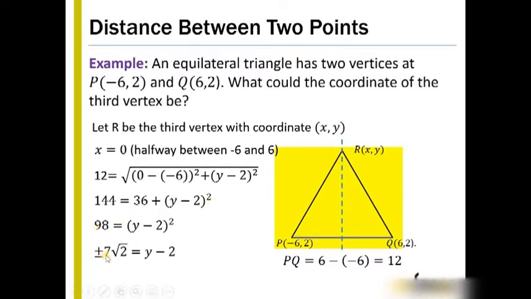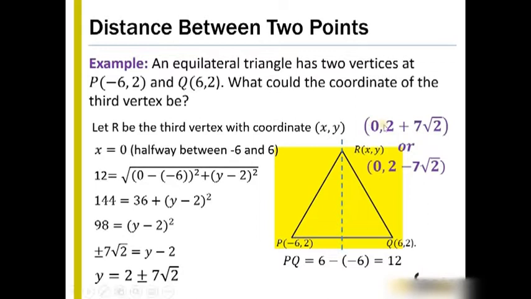If we square root this, then we get plus or minus 7 root 2 equals y minus 2. The plus or minus is important because when you square root something, you could either get the positive answer or the negative answer. If we solve this, we get that y is 2 plus or minus 7 root 2. We already knew that x was 0, so now we found all the possible values for this coordinate. It's either (0, 2 plus 7 root 2), or (0, 2 minus 7 root 2). So it's either up here or it's at the mirror image down here.